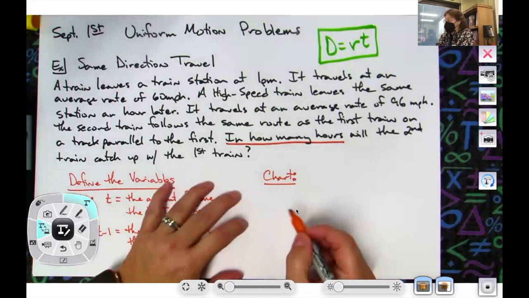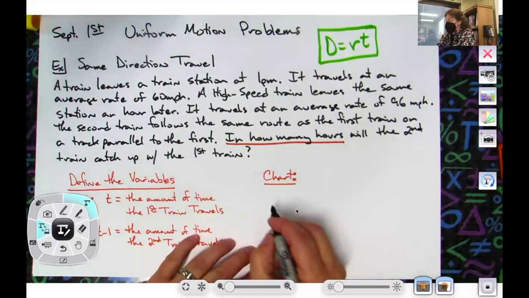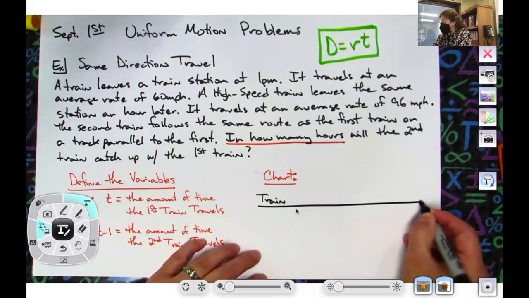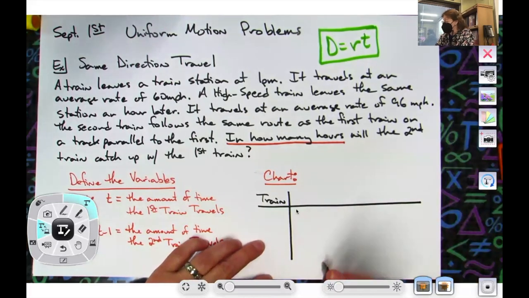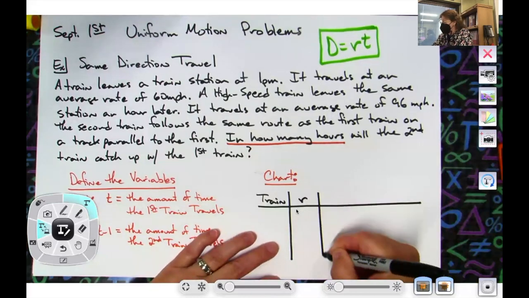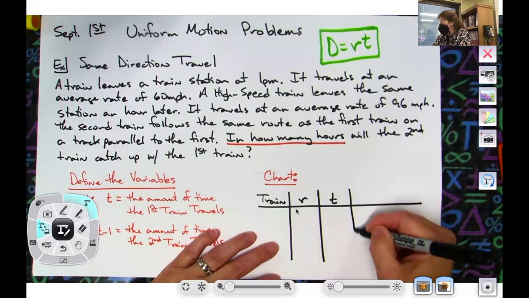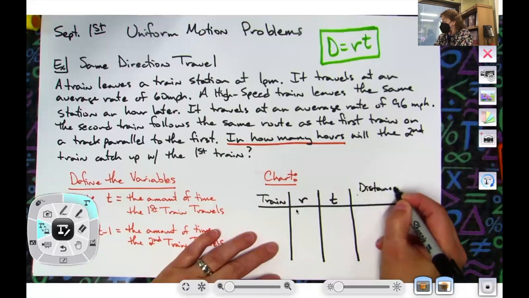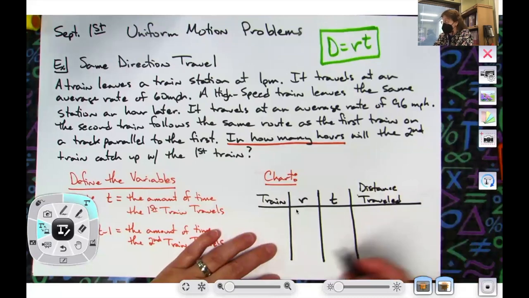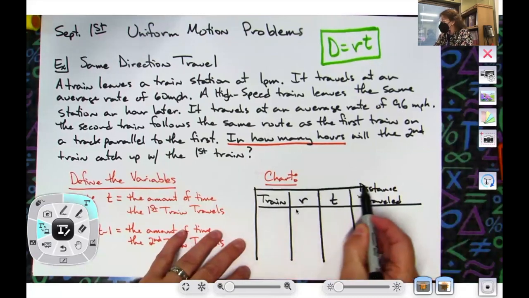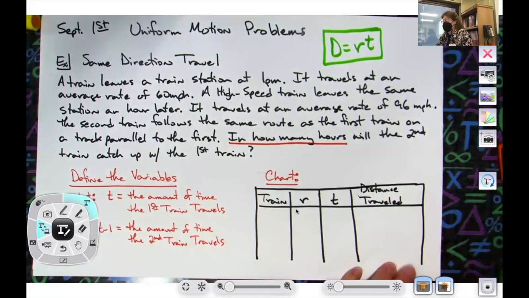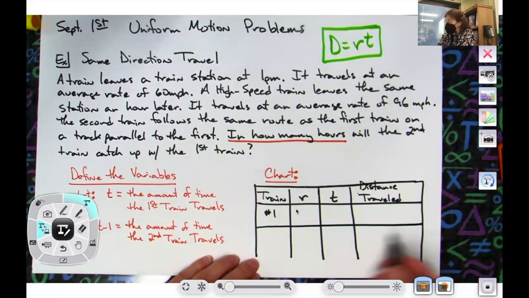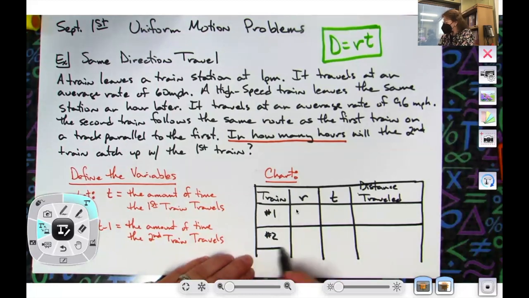Obviously, I'm going to do it like this. Let's say we've got two trains, a first train and a second train. So we're going to have our train here, and then we're going to do the rate. We're going to make a column for time, and then one for distance traveled. So D, I'm going to spell that one out: distance traveled. Did you make these charts last year? Yeah, okay. So we've got train number one and train number two. I made my box a little too big. That happens.